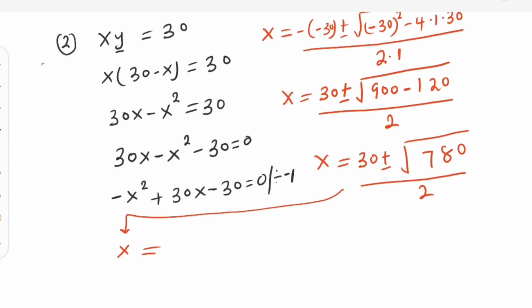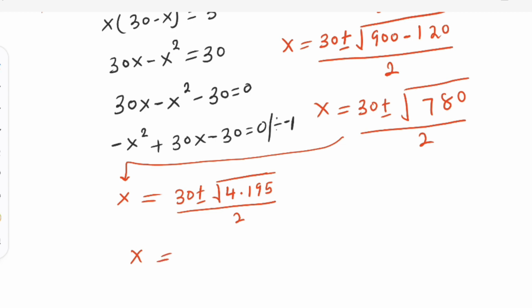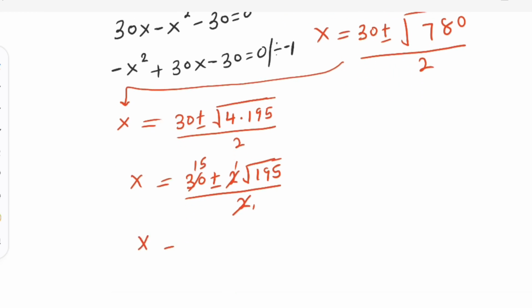x is equal to 30 plus or minus square root of 780, which can be written as square root of 4 multiplied by 195, over 2. x is equal to 30 plus or minus square root of 4 is 2, then root 195, over 2. 2 here 1, 2 here 1, 2 here 15. x is equal to 15 plus or minus square root of 195.